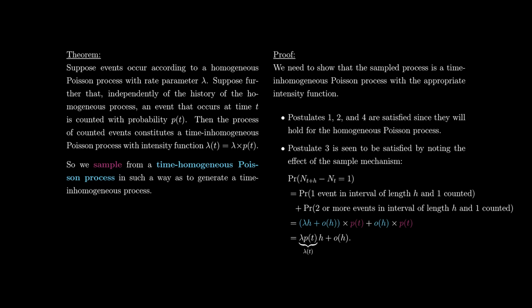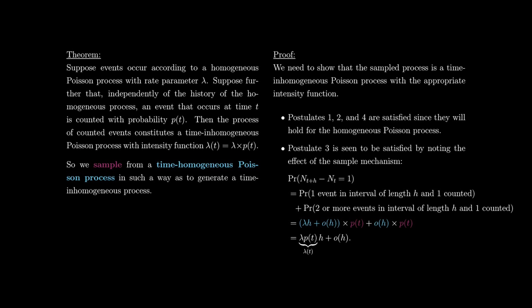So where lambda is from the homogeneous part and p(t) is the selection mechanism or counting mechanism. Okay, so essentially what this theorem states is that we sample from a time-homogeneous Poisson process in such a way as to generate a time-inhomogeneous Poisson process. And the way we do that sampling is dictated by the probability function p(t).